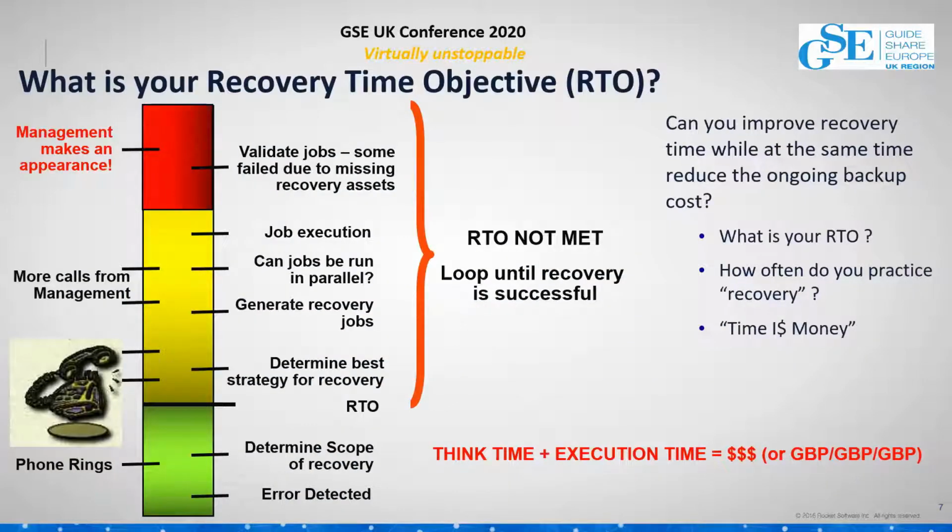If we look a bit closer at the recovery time objective, on the lower left-hand side, somebody normally detects an error. Then, a couple of seconds later, your phone rings and you start the investigation. So you start to determine the scope of the recovery exercise, and then let's call it the RTO clock starts ticking. You start to determine the best strategy for your recovery.